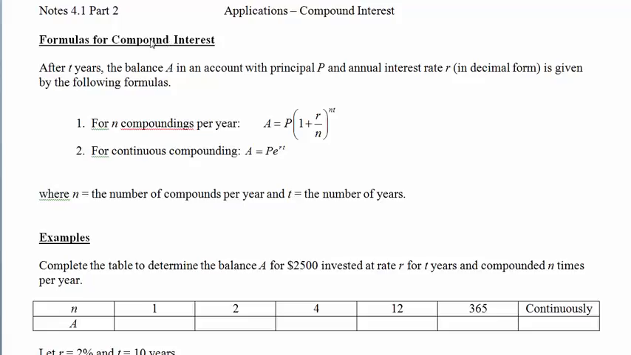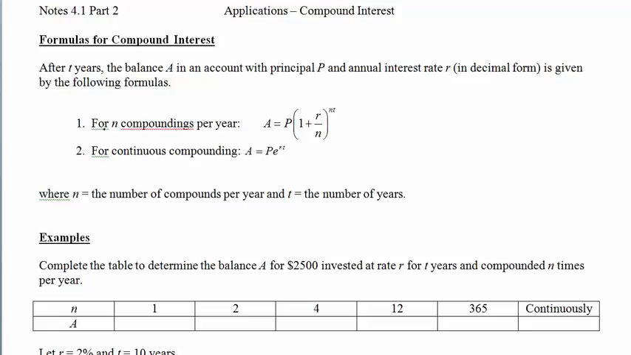So we're going to look at two formulas for compound interest. Let's study the variables that are involved in both of these equations. After t years, so t will represent the number of years we're going to leave our money in the bank, the balance A in our account with principal P. P is the amount of money that you're going to put into your savings account. An annual interest rate R. R represents the rate. It has to be given in decimal form. It's given by these two formulas.